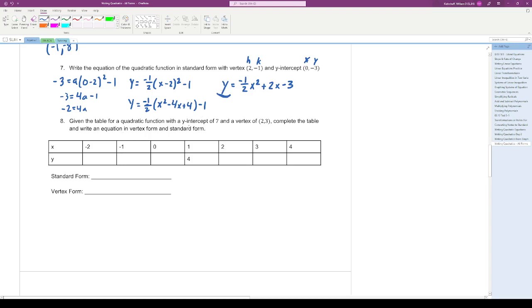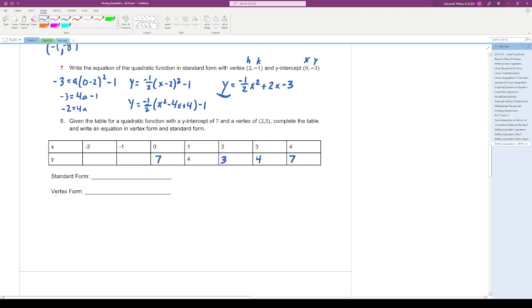Okay, so we have another table. We have a y-intercept of 7, so that's here. So yeah, you probably already tried this, but 0, 7. A vertex of 2, 3, so at 2, we're at 3. So since that's the vertex, we know that it turns around and goes the other way. So there must be another 4 to match this one, and then another 7 to match this one over here.